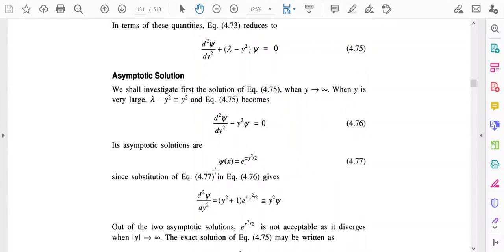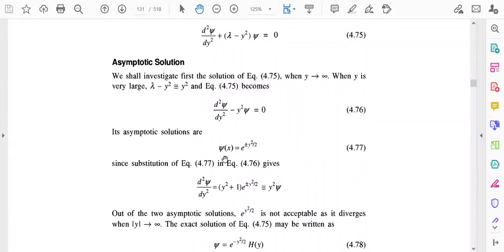Next you calculate what is dψ/dy, and next you calculate what is d²ψ/dy², and you will see that d²ψ/dy² is equal to (y² + 1) e^(±y²/2). You will observe it if you calculate.